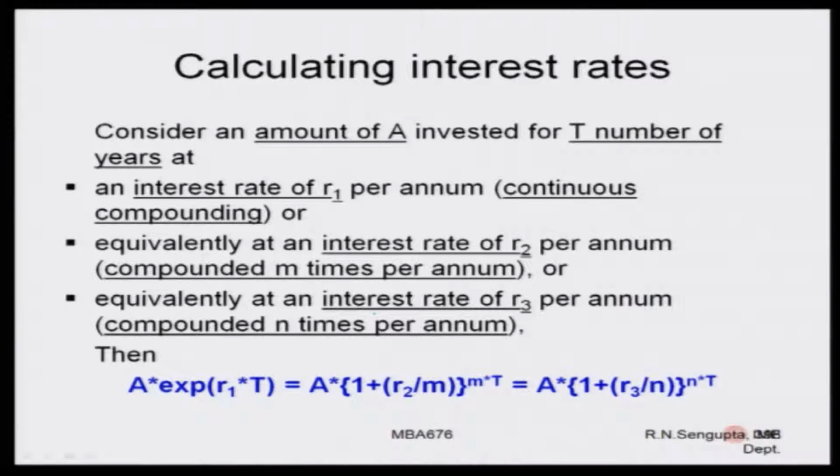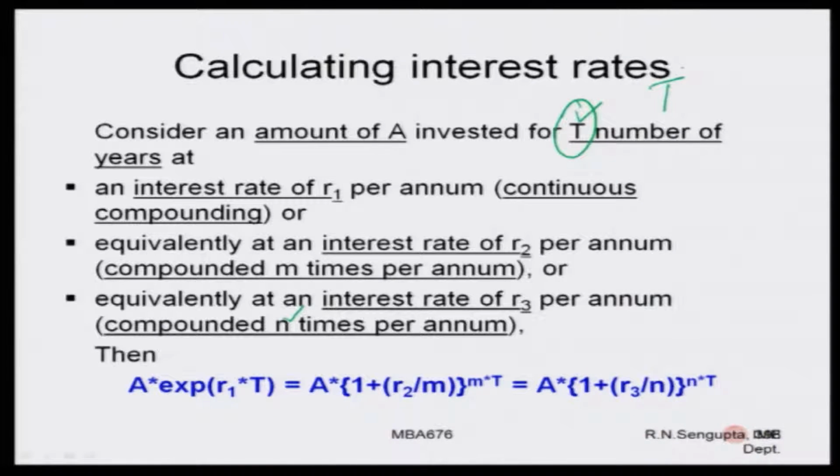And the third equivalence is you are investing at R3 interest rate per annum, but compounded n number of times. So, do not confuse this n with the n which we used earlier. We will now replace that initial n with time period t. So, time will always be denoted by t, and the number of compoundings will be denoted by m1, m2, m3 or n1, n2, n3, whatever it is.